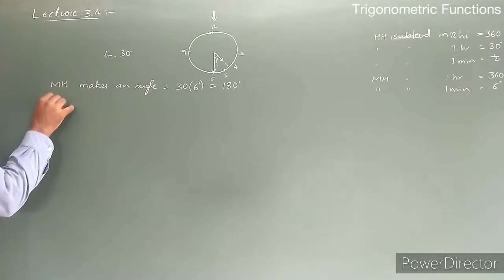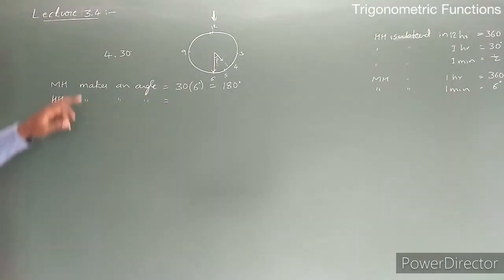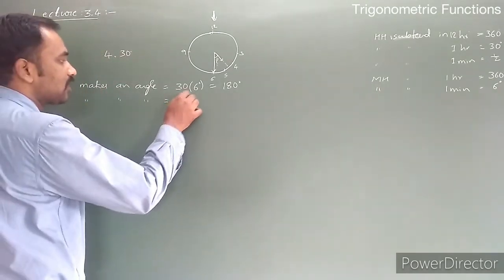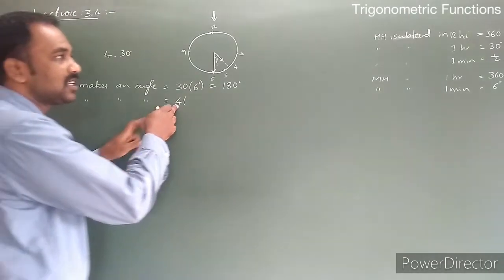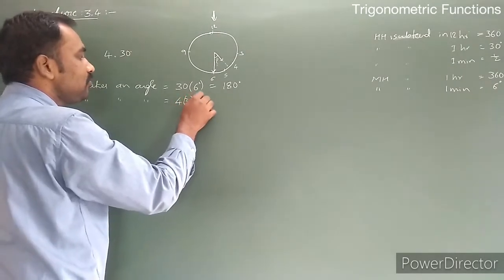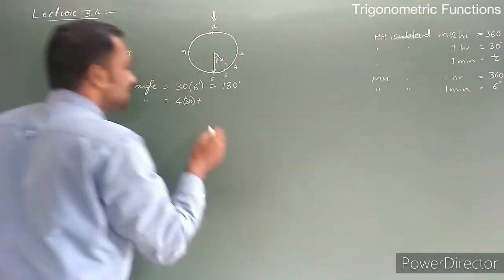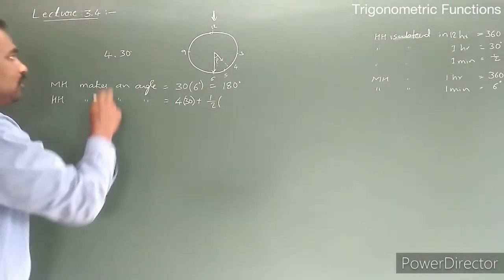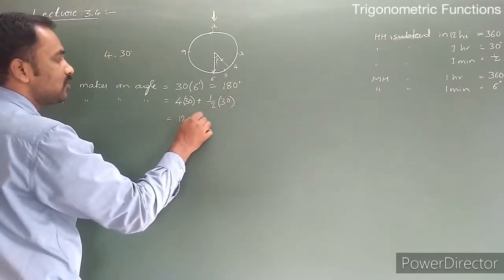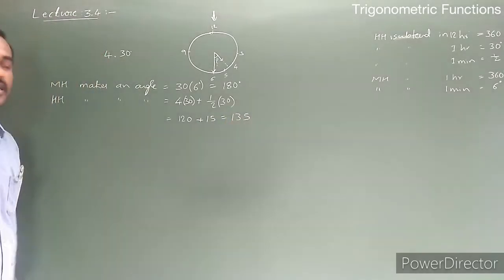Next, come to the hour hand. How much angle does it make? The hour hand has moved 4 hours 30 minutes. First of all, 4 hours. For 1 hour, the hour hand makes 30 degrees. Plus, for 1 minute, the hour hand makes half a degree, so half times the 30 minutes it has moved. So it is 120 plus 15, which we can write as 135.